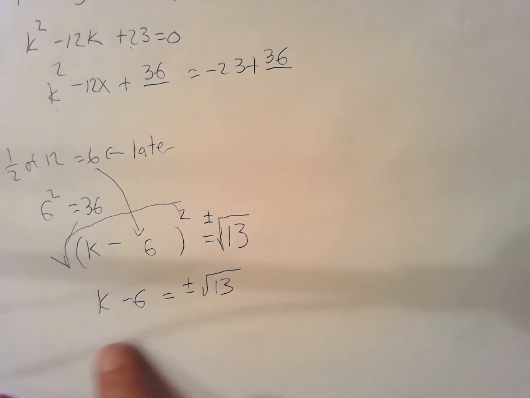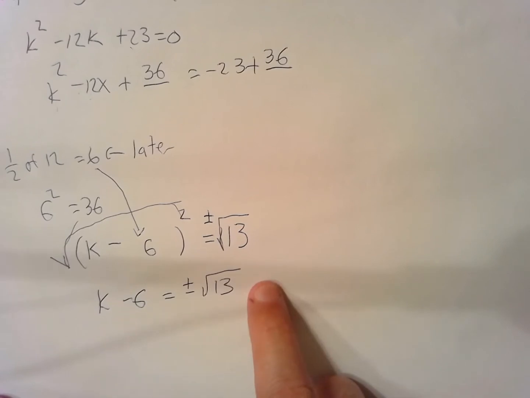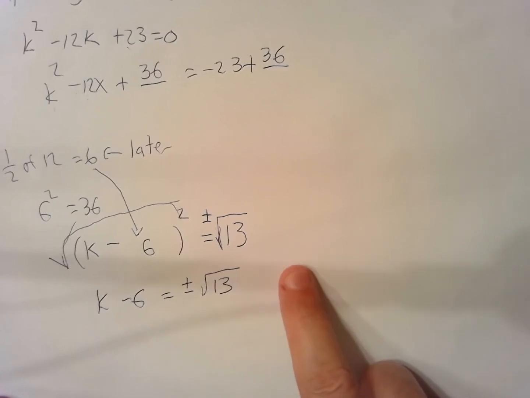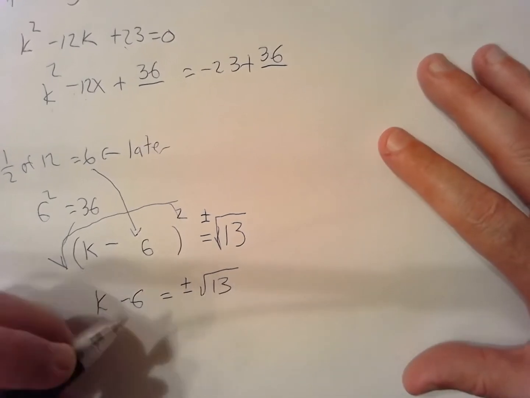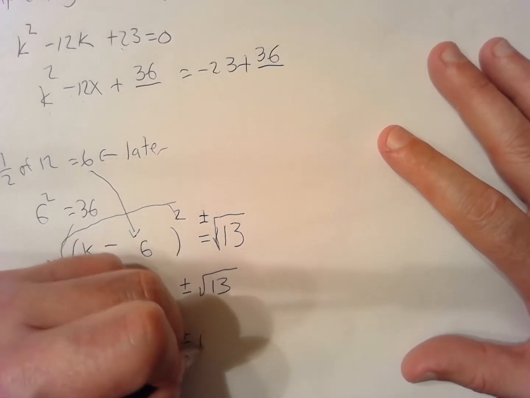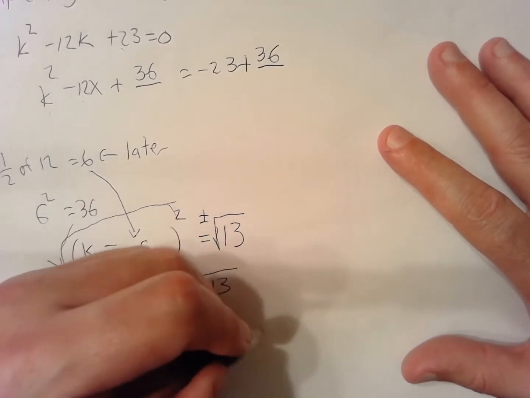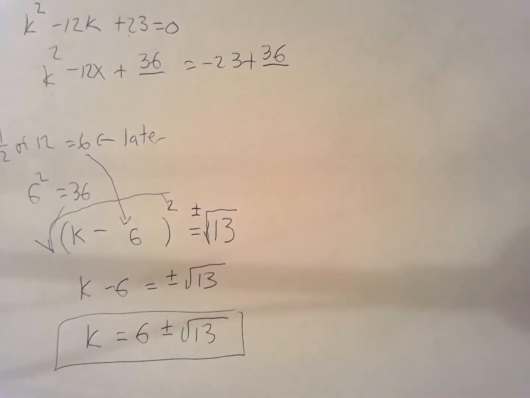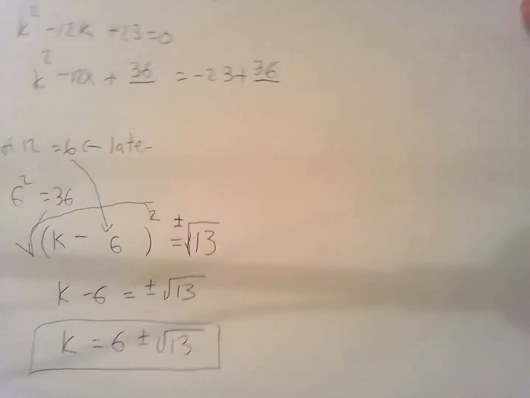Last step, I want to get the 6 to the other side. Some people want to write it over here, but it looks weird. We like to put it in front. We want to say k then is 6 plus or minus square root of 13. And that's it on that one.